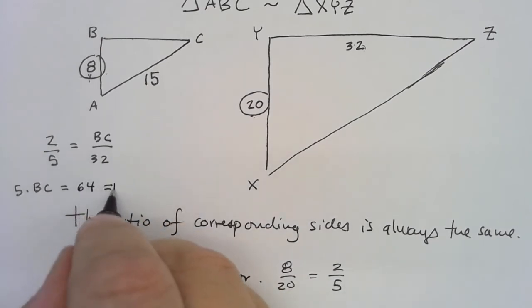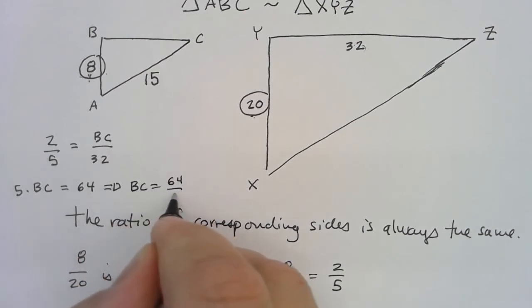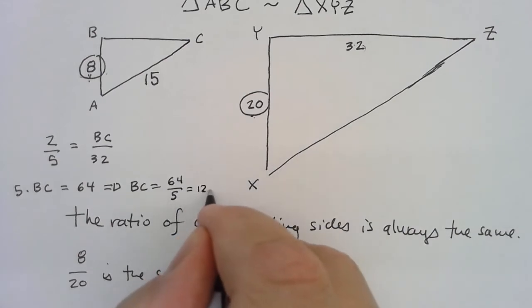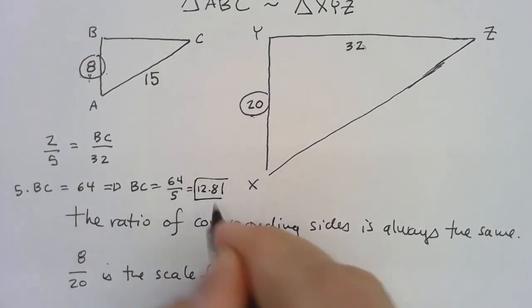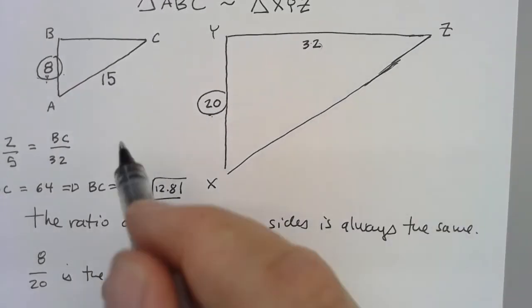And then dividing both sides by 5, I get BC is 64 divided by 5, or what is that? 12.8. Likewise, I can figure out xz.